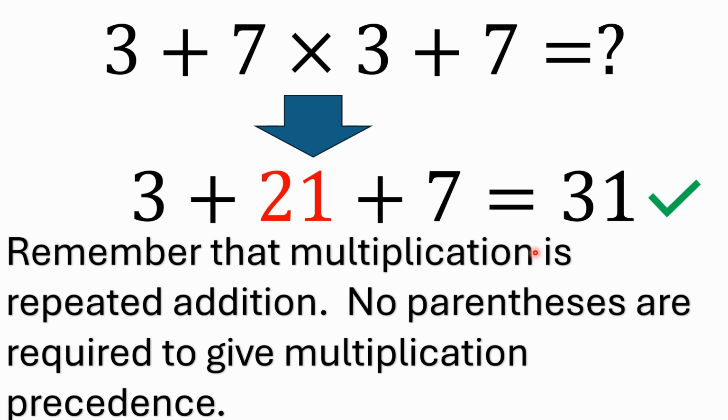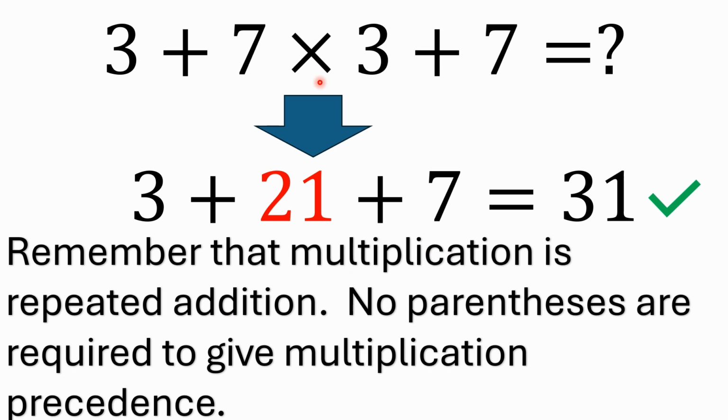But again, I did say multiplication is repeated addition. So the first operation in this problem is actually the 7 times 3. And I know a lot of people are going to say, well, you read a sentence left to right, so you would solve left to right. But again, and I'll say it again, multiplication is repeated addition. No parentheses are required to give multiplication precedence over addition.